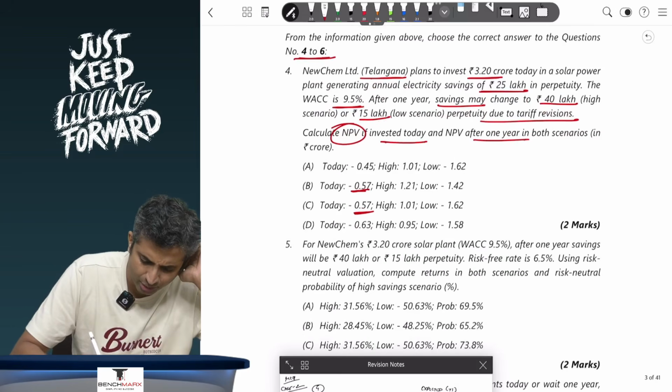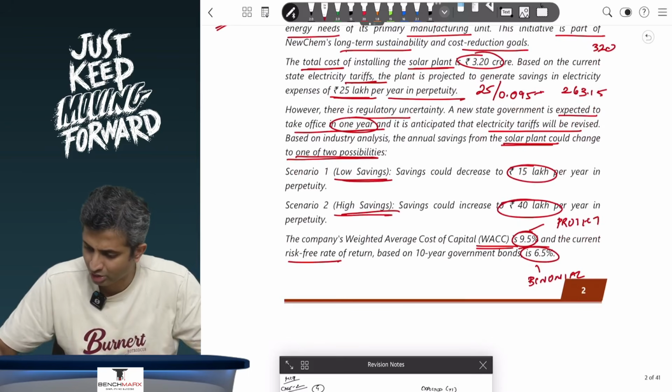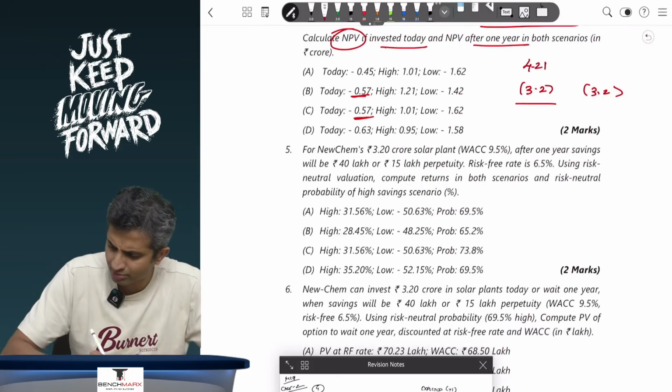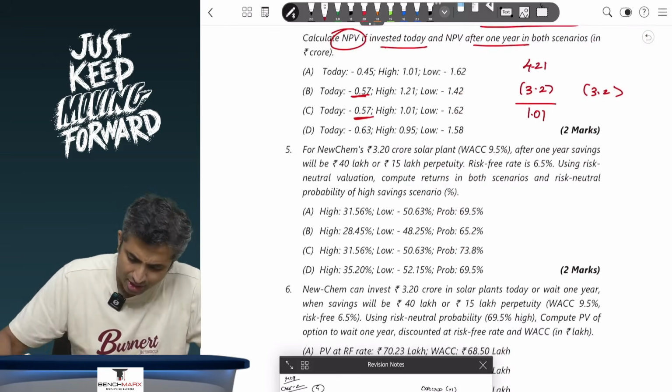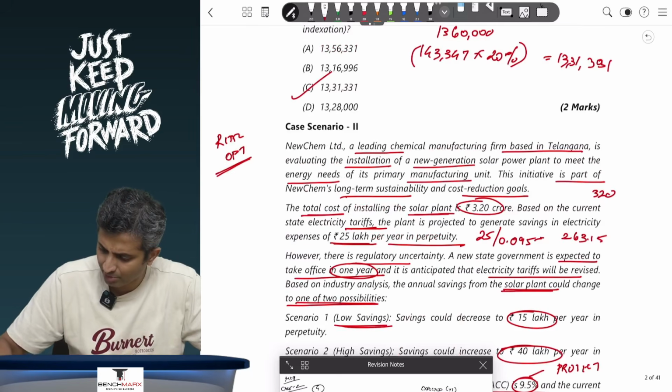Well, I would say that there would be 320 or 3.2 of investment, even in high or low. If I look at high, this will be around 40 lakhs or 0.4 divided by 0.095. This comes to around 4.21, and minus 3.2, maybe around 1.01.